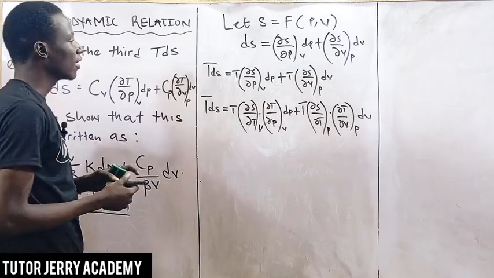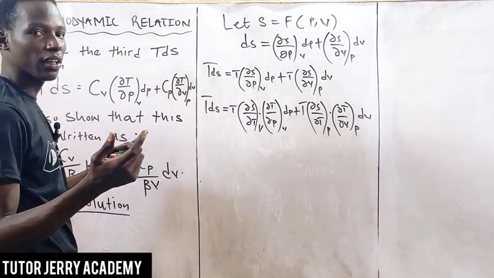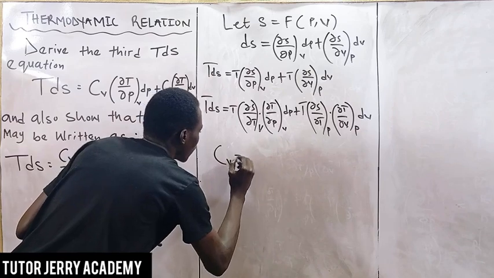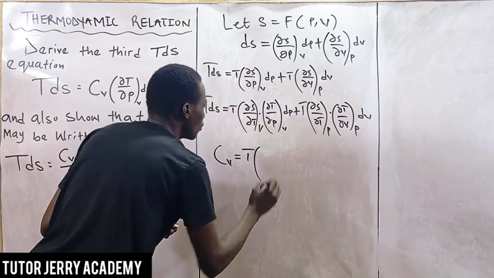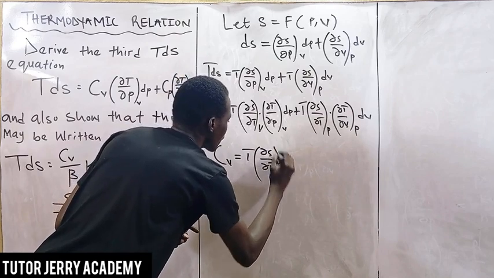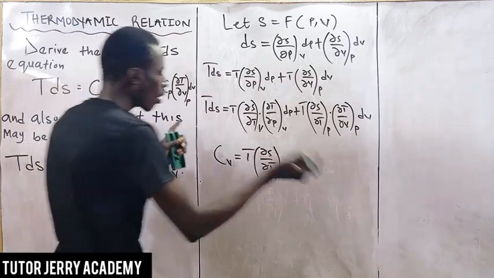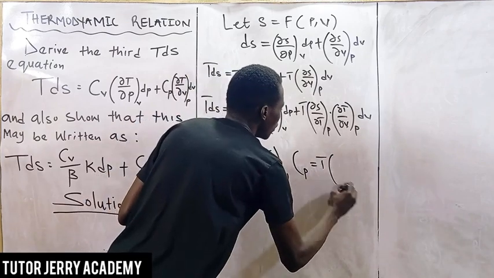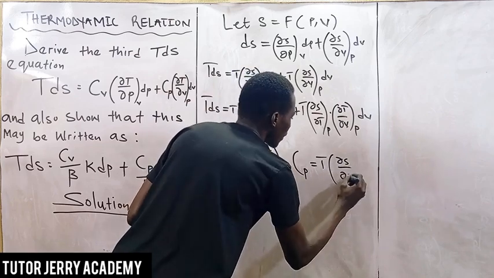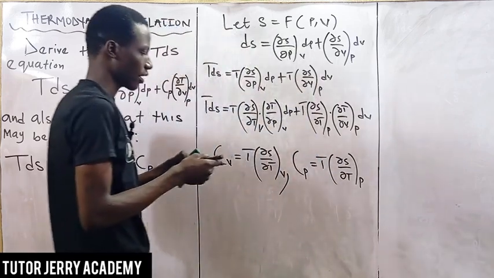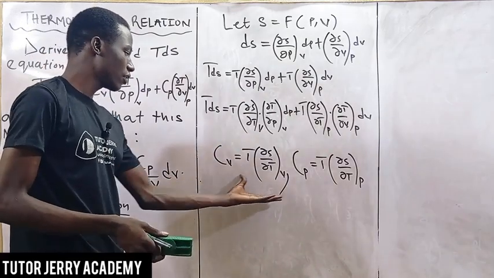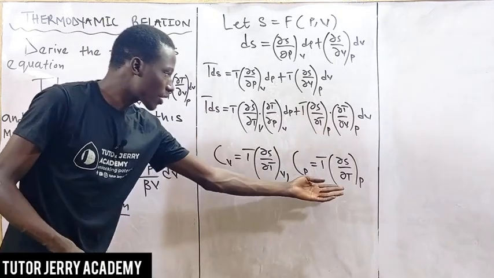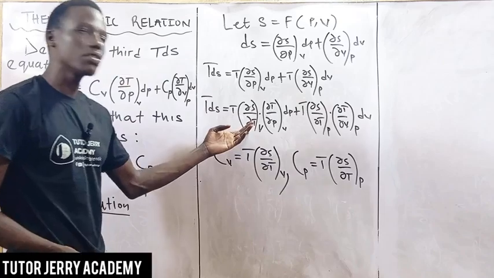So that is that. Now, if you remember from our previous lecture, we have proven that Cv is equal to T into the partial derivative of S over the partial derivative of T, keeping V constant. Also, Cp is equal to T into the partial derivative of S over the partial derivative of T, keeping P constant. You can see that we have the value of Cv in this equation. We also have the value of Cp, which is this, in this equation. Therefore, I can substitute this for Cp. I can also substitute this for Cv.